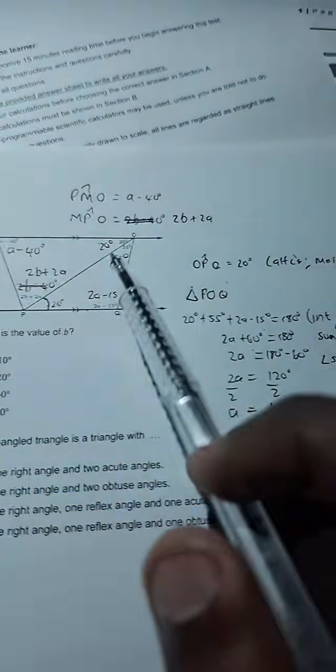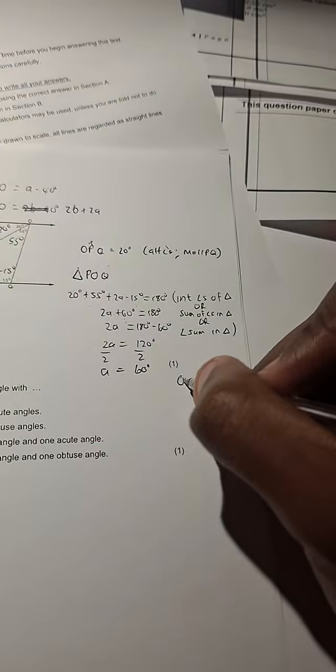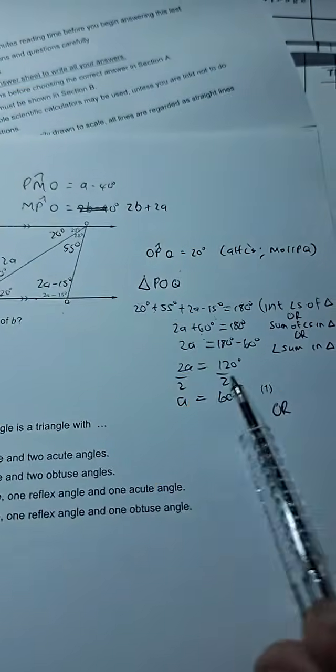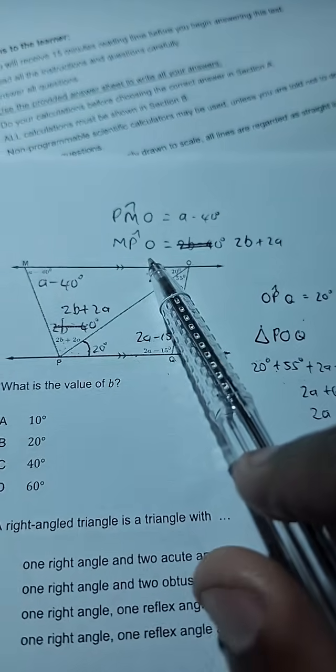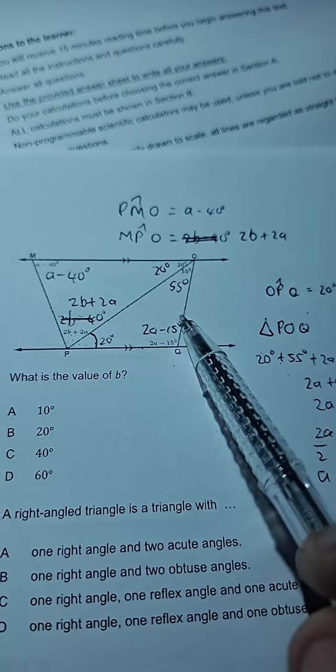Right? We used the triangle to find the value of A. And then I said, if maybe someone did not see the triangle, they could have looked at the co-interior angles, this angle and that angle.